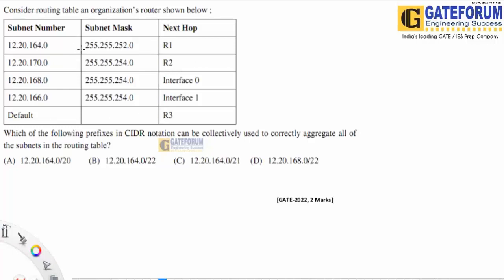First of all, we need to identify how many different subnets are there in the routing table. Before that, let's confirm that this is an MSQ question. Why is it an MSQ question? Because it asks which of them can be collectively used to correctly aggregate. Collectively means we need to pick some options and tell which can aggregate all the subnets in the routing table.